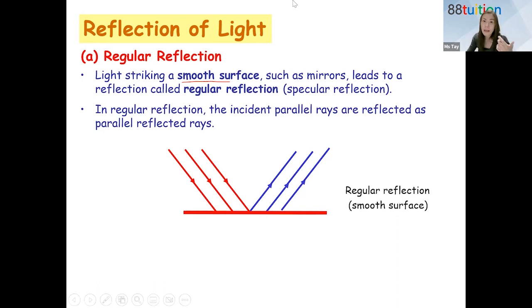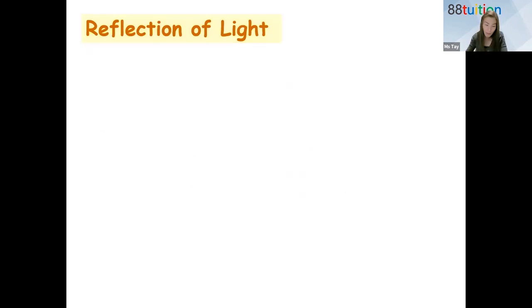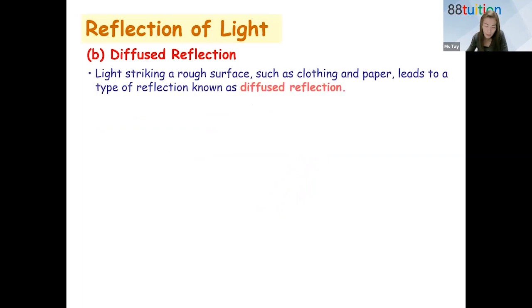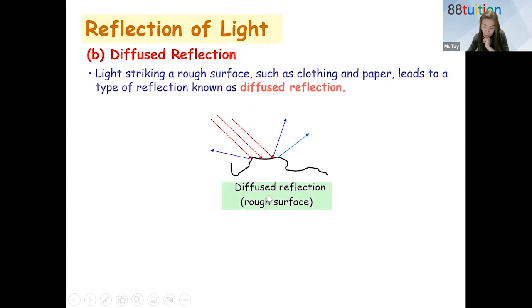What happens if light hits an irregular surface? That means the surface is rough. It's not smooth, it goes jagged here and there. So what will happen? We call it diffuse reflection, when light hits this rough surface and gets reflected. Just now was regular reflection. Now this is called diffuse reflection. I'll show you a better diagram later on. So, rough surface, diffuse reflection.